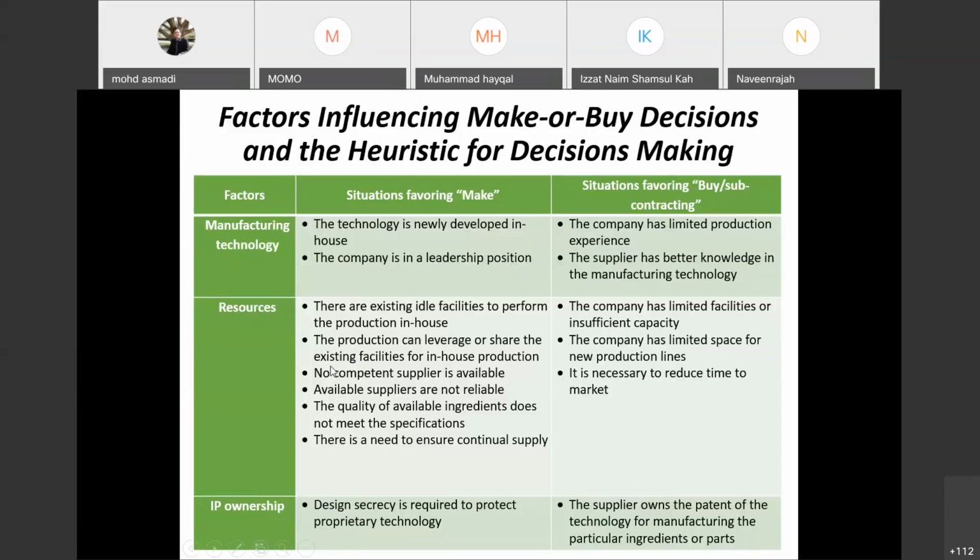Similarly for the resources. If you look here at examples, the situations favoring buy or subcontracting.